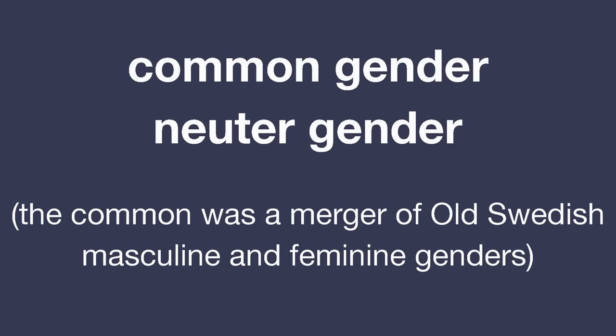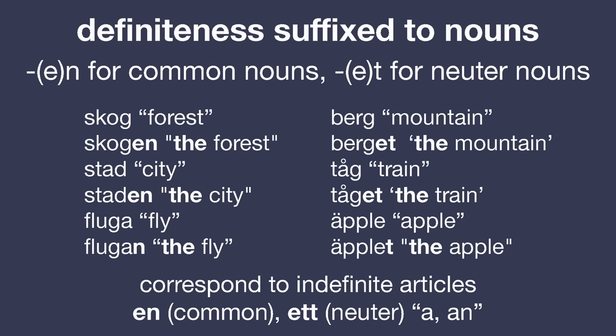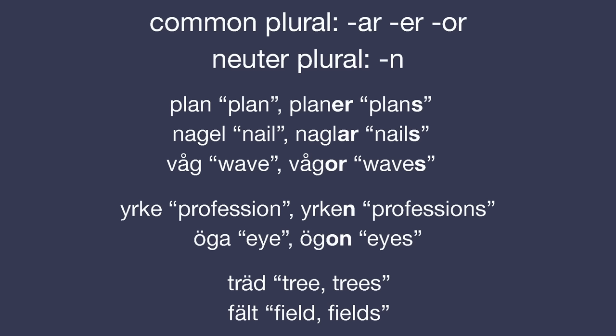Moving on to grammar, there's a gender distinction between common and neuter, and definiteness is suffixed to nouns, with n for common nouns and ut for neuter nouns. Interestingly, these correlate to Swedish's two indefinite articles, n and et. There are plural endings r, r, and ur, mostly with common nouns, with n for neuter nouns ending in vowels. Plenty of nouns also have unmarked plurals.